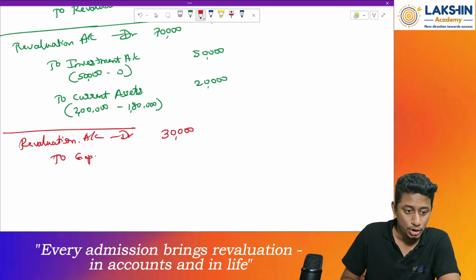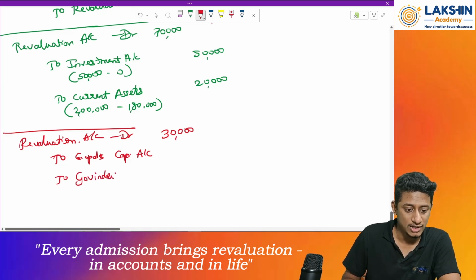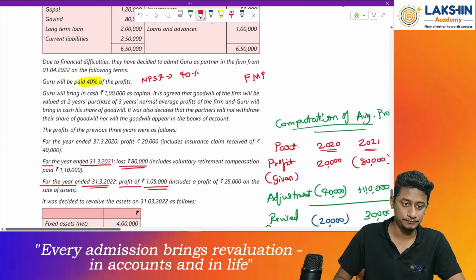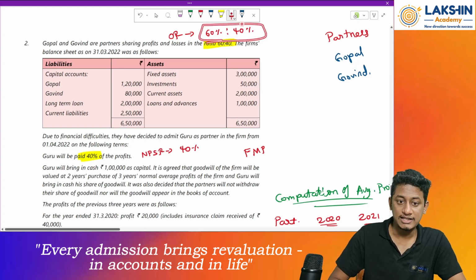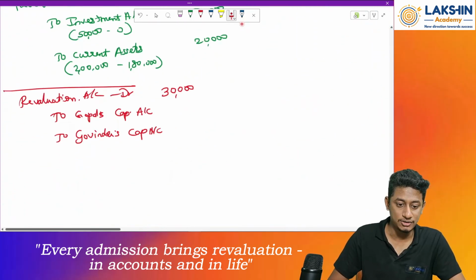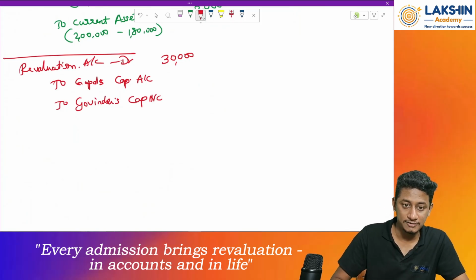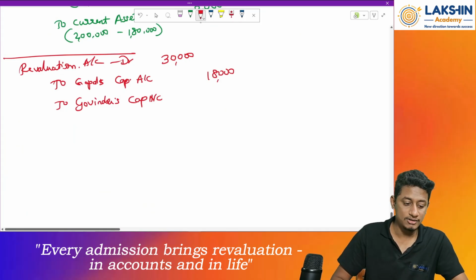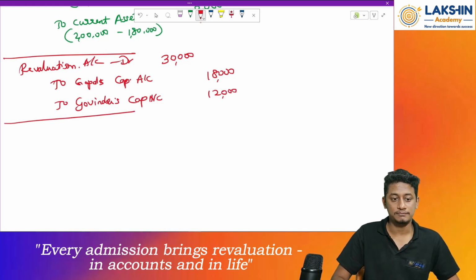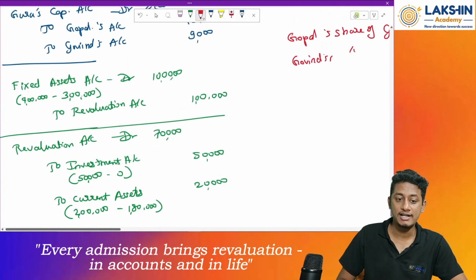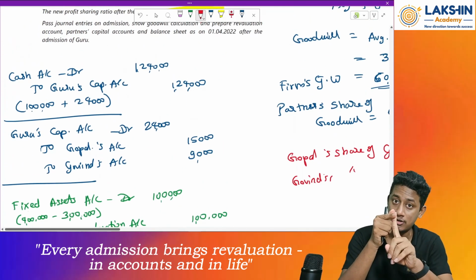So to Gopal's capital account, to Govinda's capital account. In what ratio? In old ratio. So what is the old ratio, sir? 60 is to 40, right? 60 is to 40, or 60% is to 40%. So 30,000 into 60% will be how much? 18,000. 40% will be 12,000. So we are done with this entry also. So that means we are done with all the entries necessary for preparing revaluation account and partners capital account.